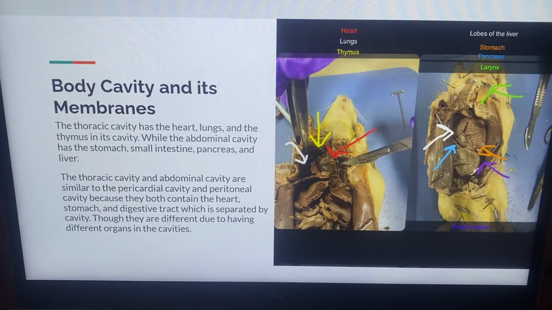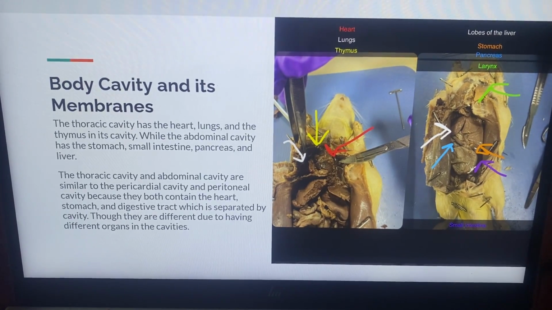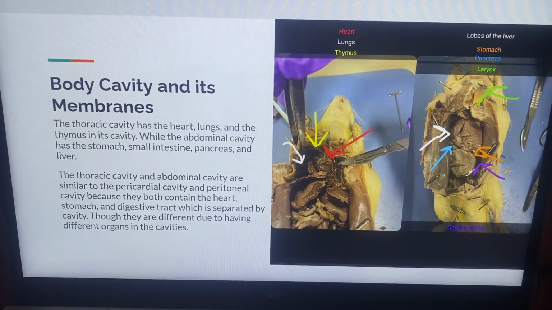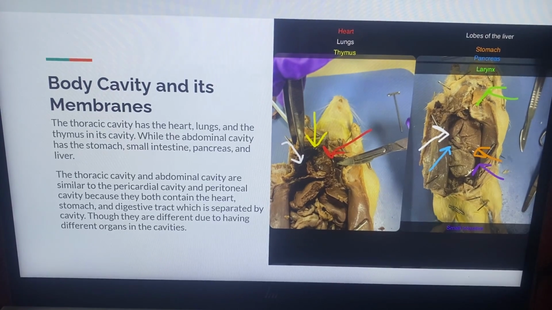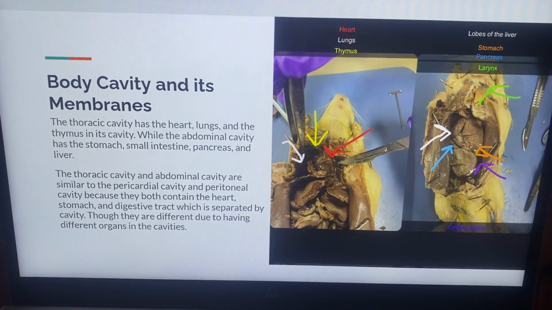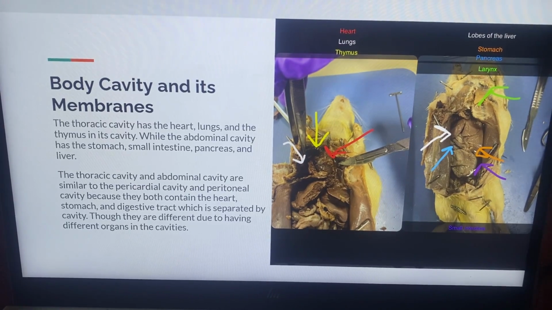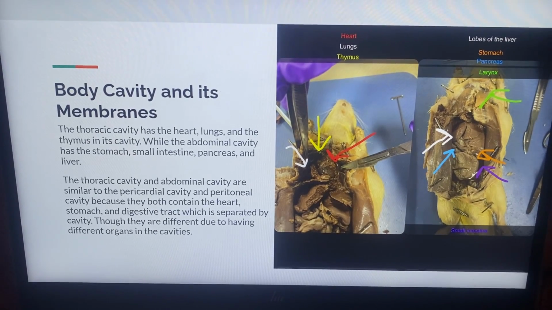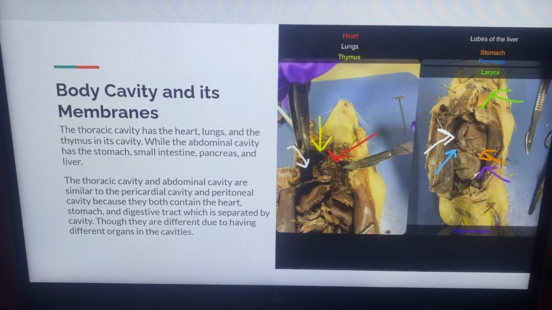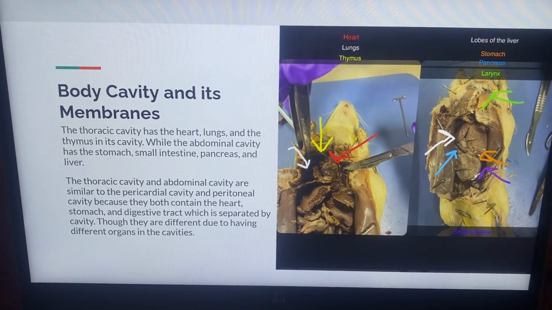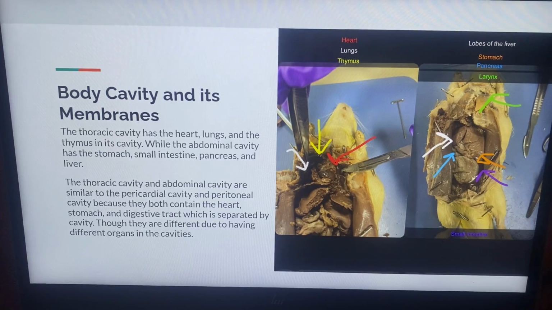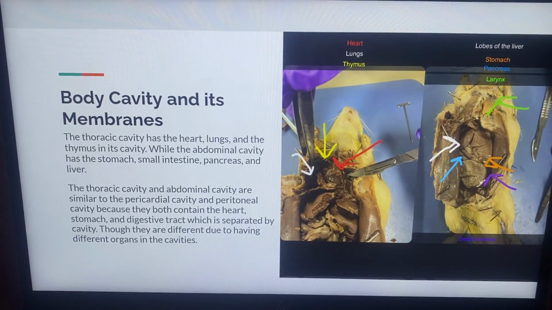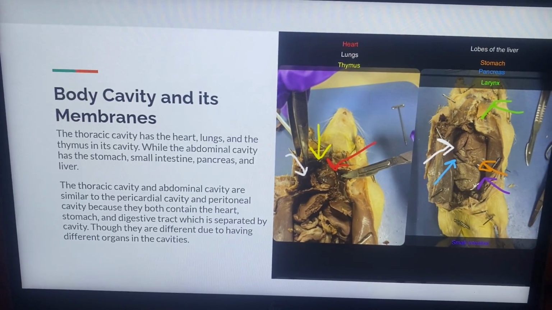And the thoracic cavity and abdominal cavity are similar to the pericardial cavity and peritoneal cavity because they both contain the heart, stomach, and digestive tract, which are separated by different cavities. Though they are different due to having different organs in the cavities, while the rat has most, well, all the organs in a human, the one of, I believe, a perch is completely different, probably not having lungs or a pancreas, having completely different organs in order to survive.